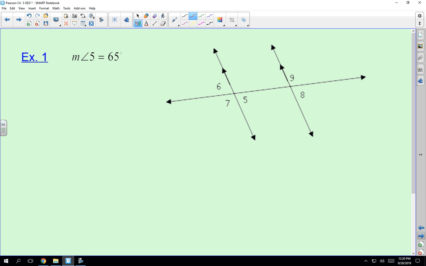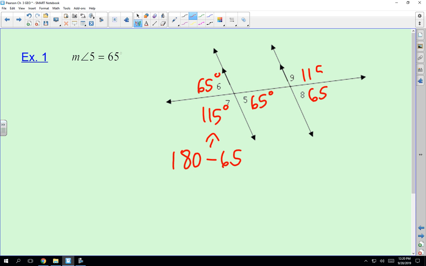Like if measure of angle 5 is 65, can you use that to find every other angle that's numbered on this picture? Think so? So if that's 65, what's the one vertical to it? 65. And what's the one next to it? 115. How do you know it's 115? Yeah, 180 minus 65, in case you're wondering. What about angle 8? 65 because it's corresponding or alternate exterior, your choice. But 65, and then what about 9?